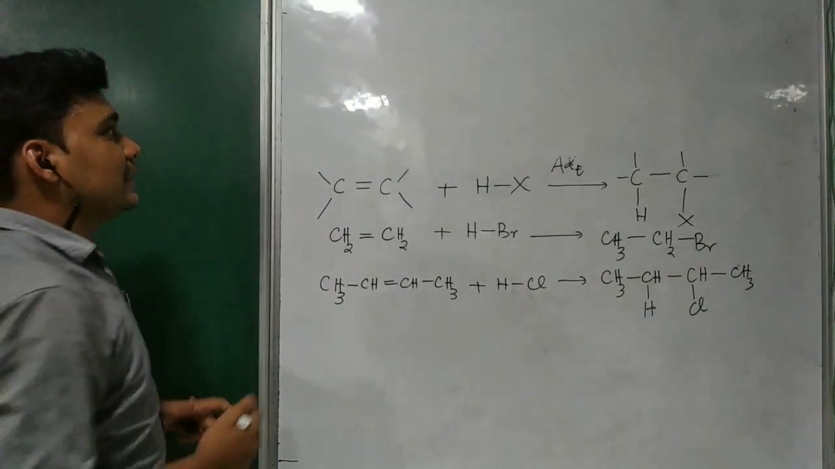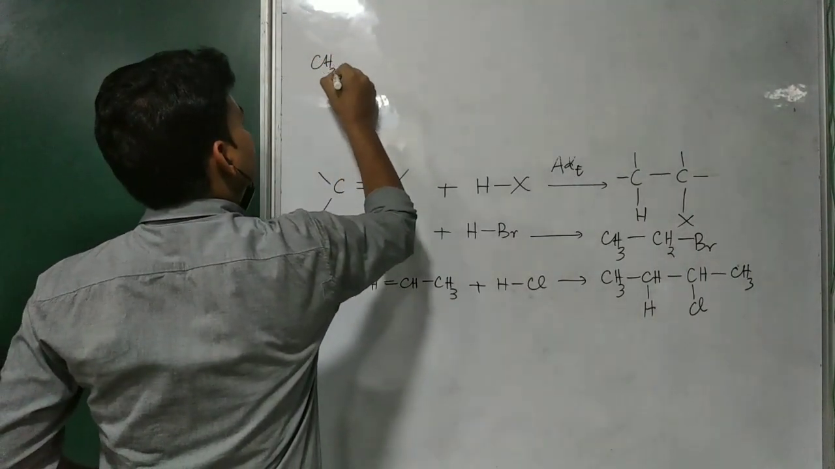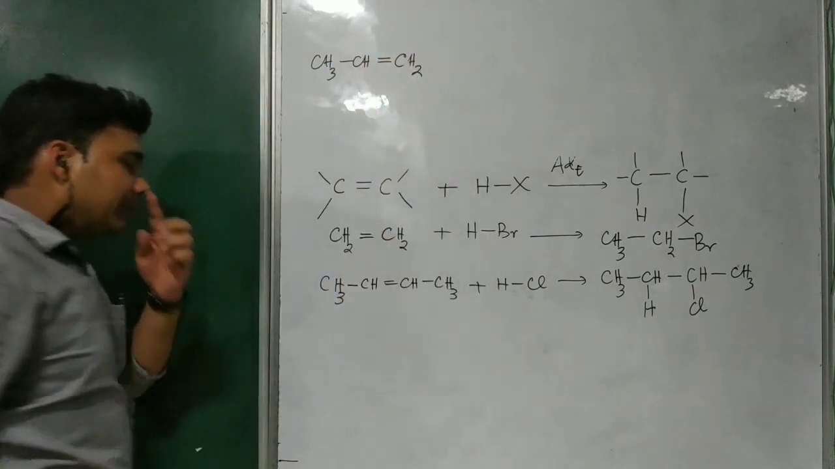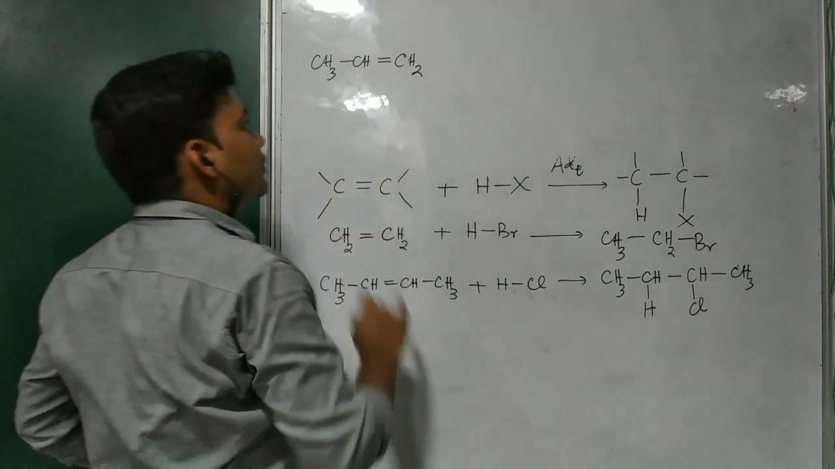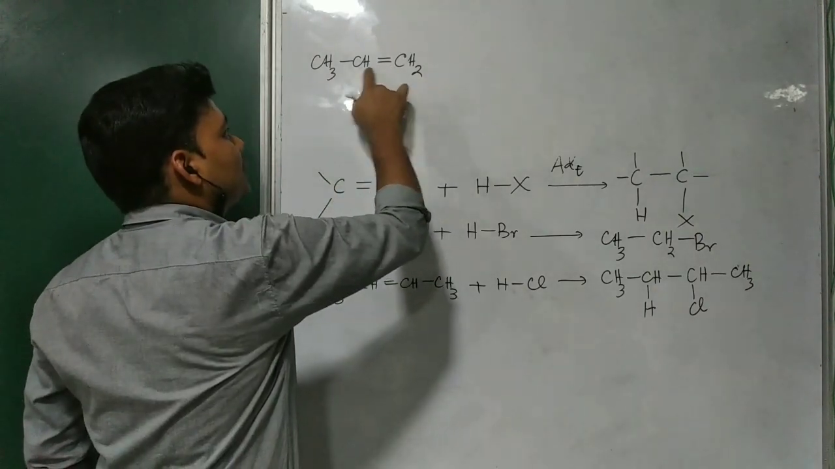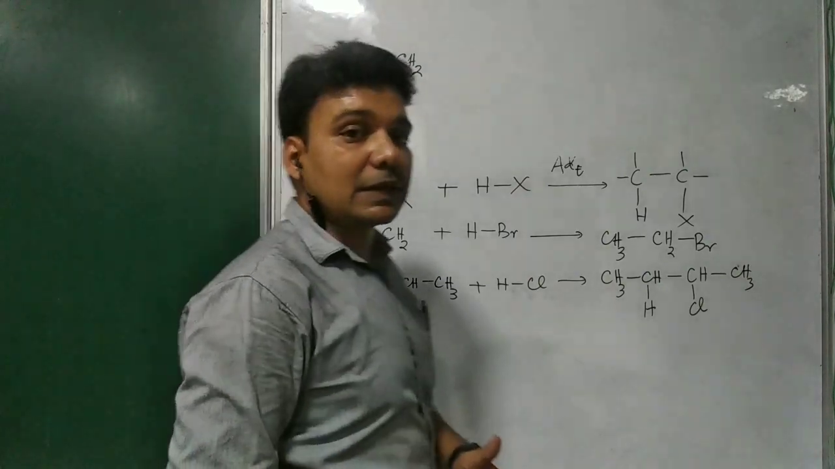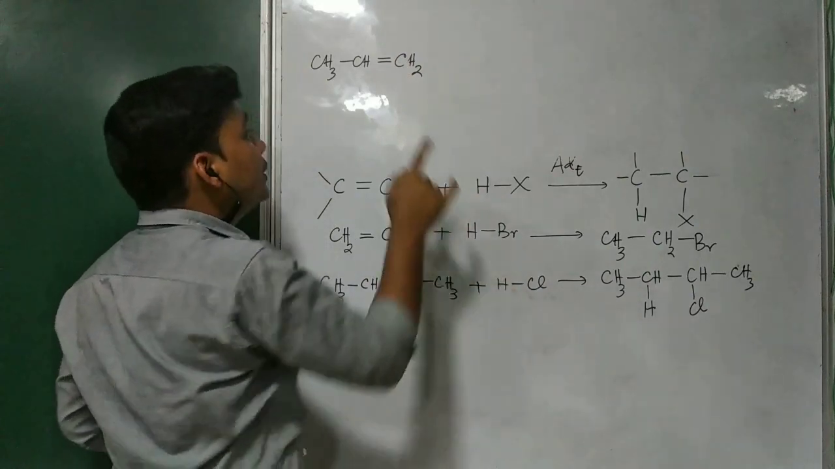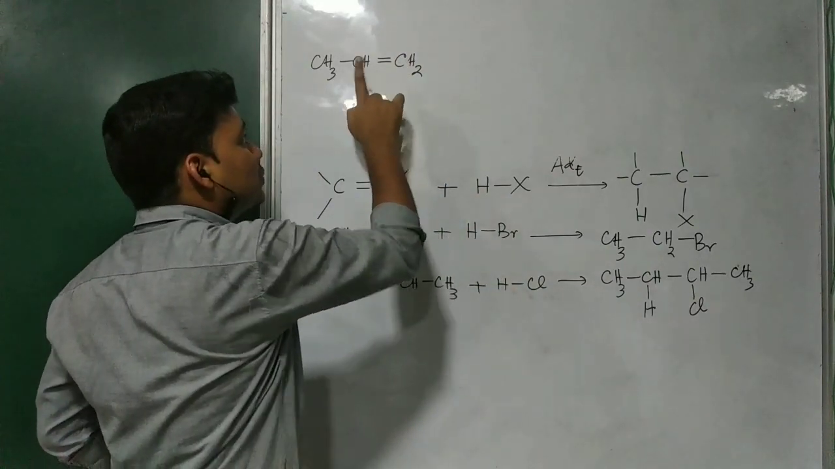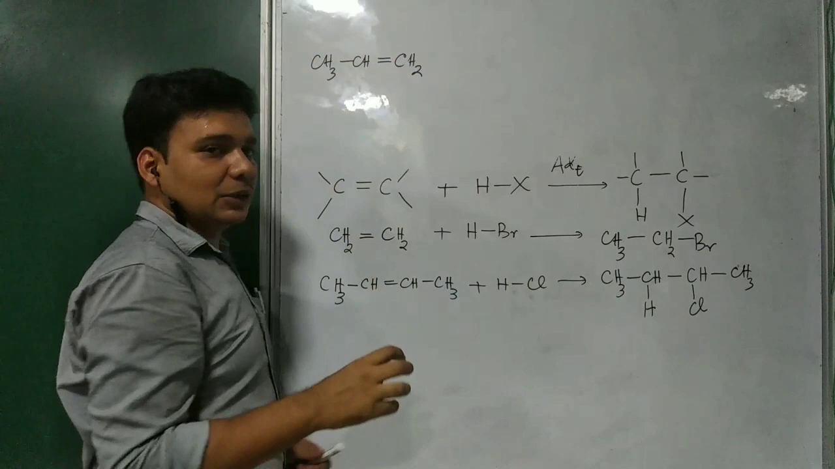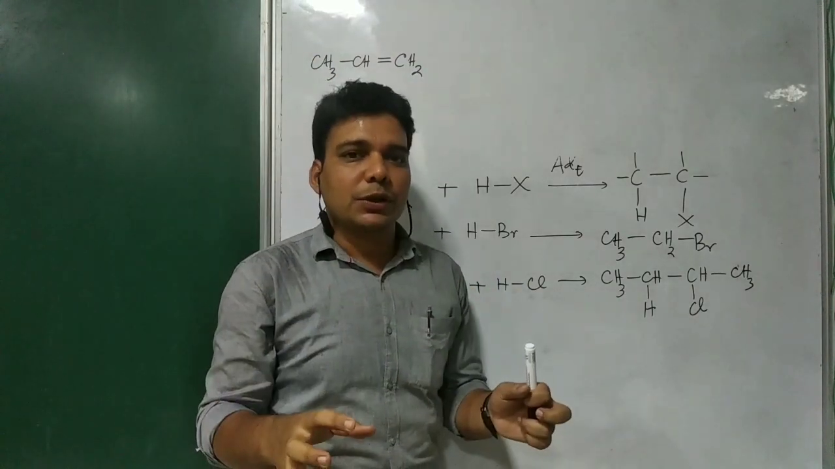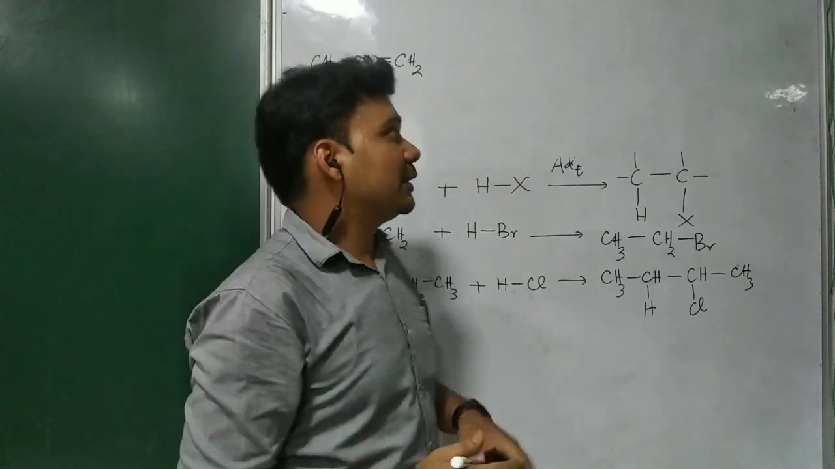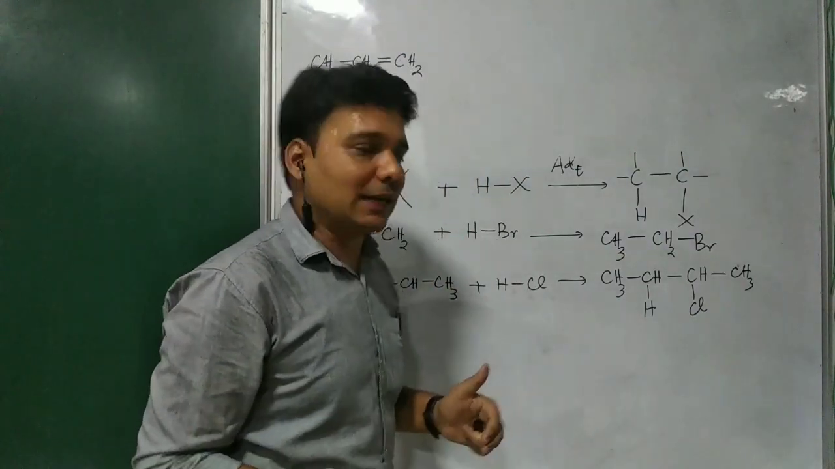If your alkene is not symmetrical, let us consider CH3CH=CH2, propene. This is not a symmetrical alkene because across this double bond, the carbons are not in the same chemical environment. This carbon contains only 2 hydrogens, but this doubly bonded carbon contains 1 hydrogen and 1 methyl group. So the atoms or groups attached to the doubly bonded carbons are not the same. That's why this is not a symmetrical alkene.